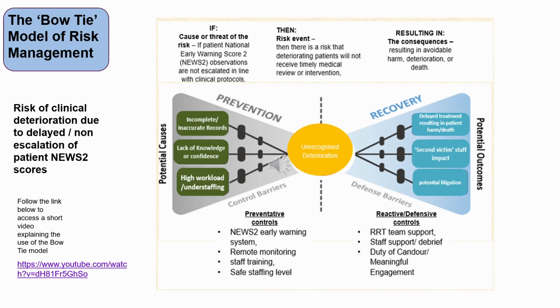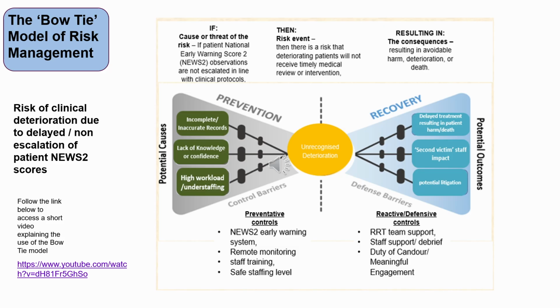On this slide, an existing Trust clinical risk, the risk of clinical deterioration due to delayed or non-escalation of patient NEWS 2 scores, has been expressed according to the bow tie model. You will see the potential causes on the left of the diagram, so incomplete or inaccurate records, lack of knowledge or confidence, high workload, and so on, and the potential outcomes are listed on the right, so delayed treatment resulting in patient harm or death, second victim staff impact, and potential litigation. The actual risk event is in the centre, unrecognised deterioration.